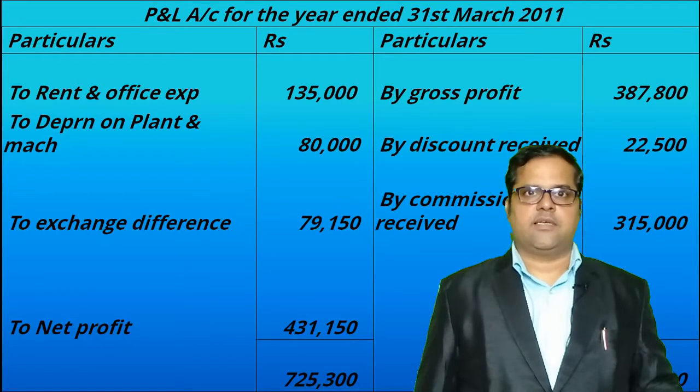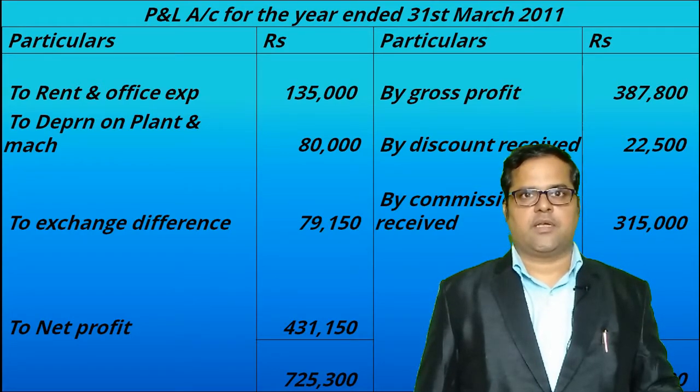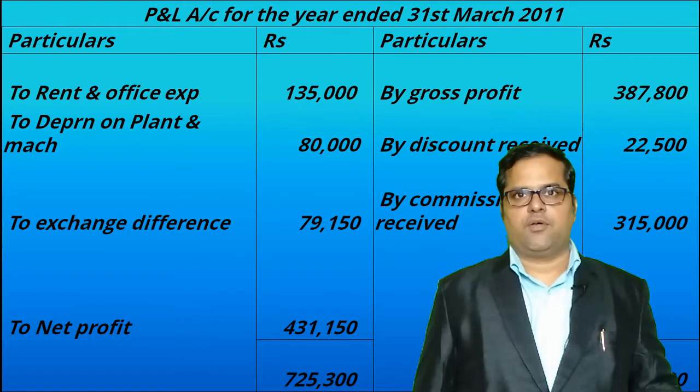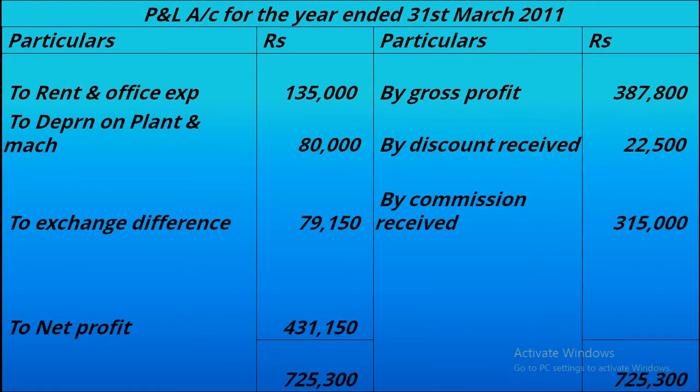Now the P&L account is also the same. The gross profit which is transferred from the trading account will appear on the credit side of the P&L account by gross profit. On the debit side we will record all the office expenses, for example to rent and office expenses, to depreciation on plant and machinery. Well students, in the trial balance you were given plant and machinery worth rupees 8 lakhs and in adjustments we were told to charge 10% depreciation. So 10% of 8 lakh rupees is 80,000, which is an expense for the company. So it is recorded on the debit side in the P&L account to depreciation on plant and machinery.